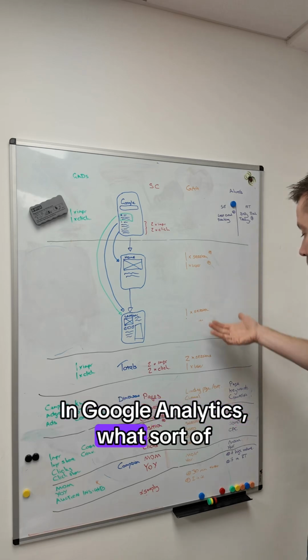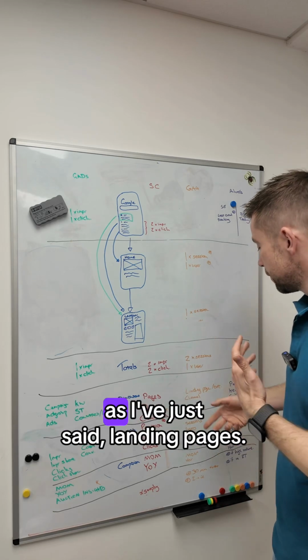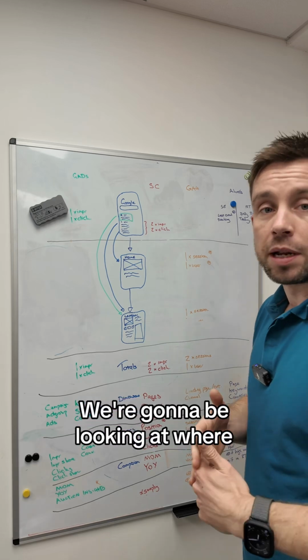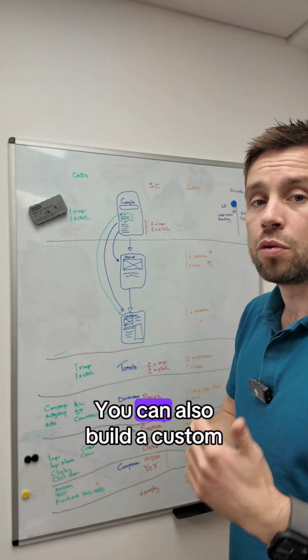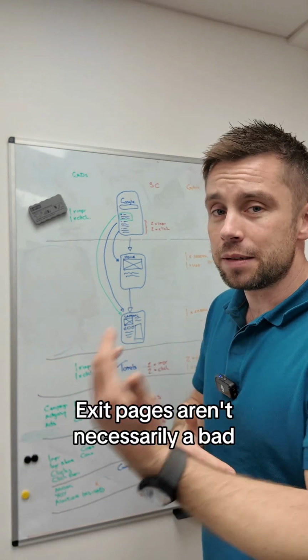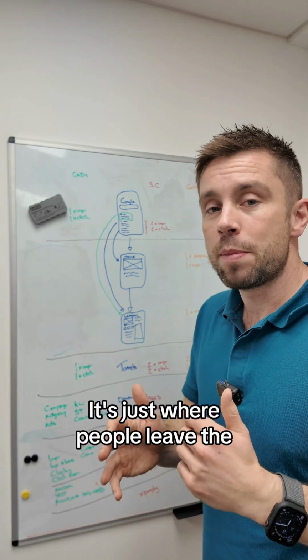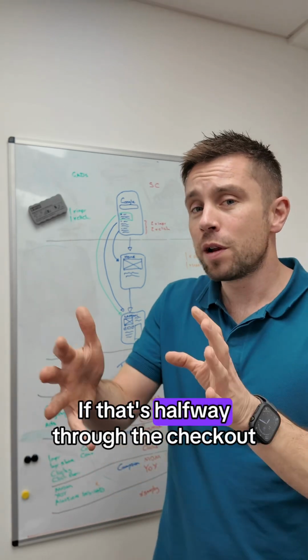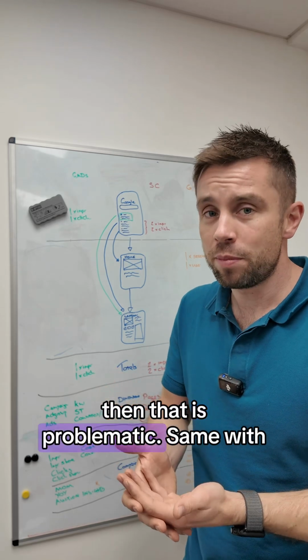In Google Analytics, what sort of things are we going to be looking at? As I've just said, landing pages. We're going to be looking at where people are coming into the site. You can also build a custom report to look at where people are exiting the site. Exit pages aren't necessarily a bad thing. It's just where people leave the site. If that's halfway through the checkout process, then that is problematic.